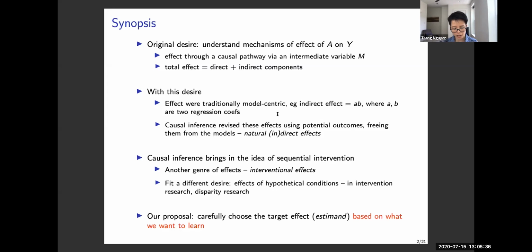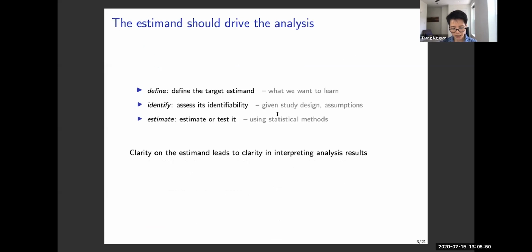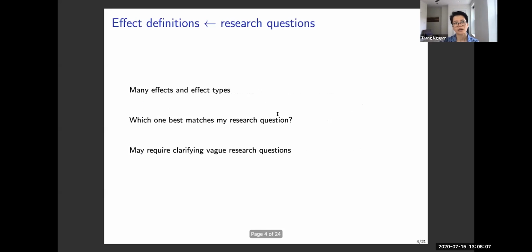And in the paper, we talk about this using the simple setting of a point-in-time exposure followed by a mediator measurement followed by an outcome measurement. So talking about estimands, ideally the estimand should be carefully selected, and then it drives the analysis, including judgment of identification and choice of statistical methods for estimation or hypothesis testing. The question is, of the many effects and effect types, which one best matches my research question?